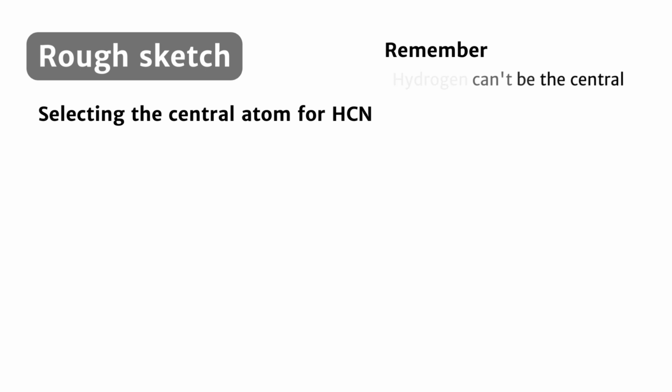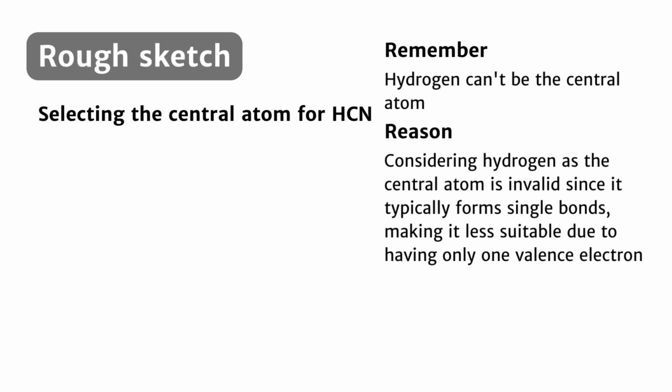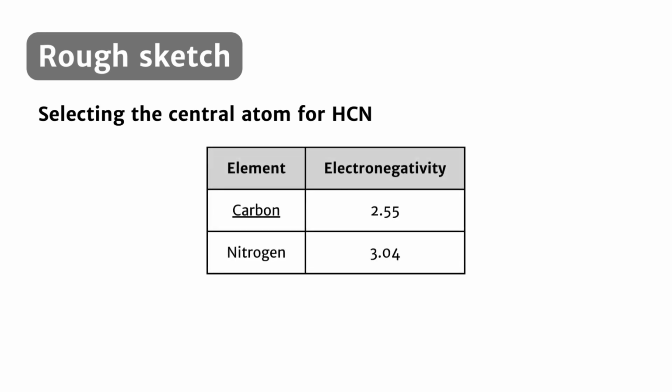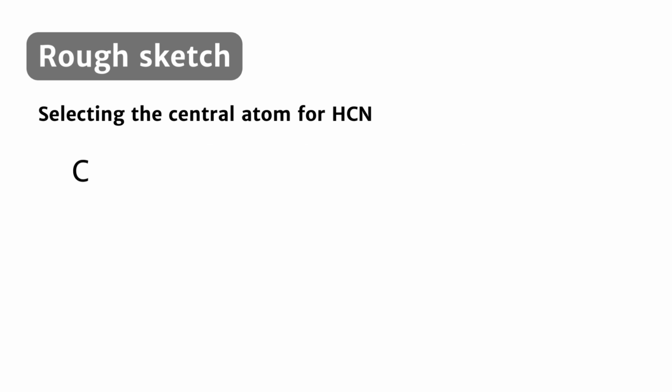However, considering hydrogen as the central atom is not valid, as the central atom typically forms bonds with at least 2 other atoms. Since hydrogen generally forms single bonds due to having only 1 valence electron, it is less suited for the central role. Therefore, in the case of HCN, the choice narrows down to carbon and nitrogen, the less electronegative of the two. With a carbon electronegativity of 2.55 compared to nitrogen's 3.04, carbon is selected as the central atom. It is placed in the center, with hydrogen and nitrogen atoms positioned on either side.